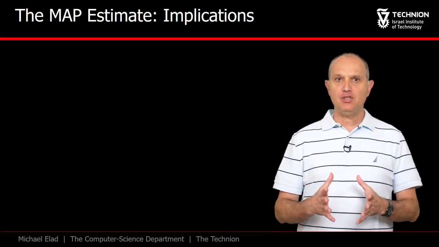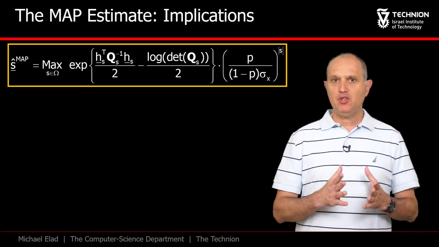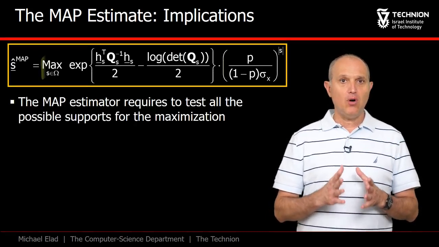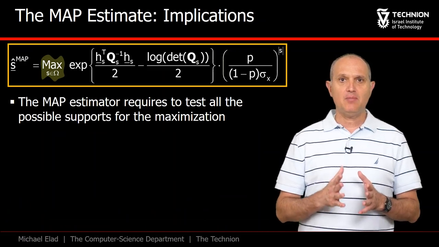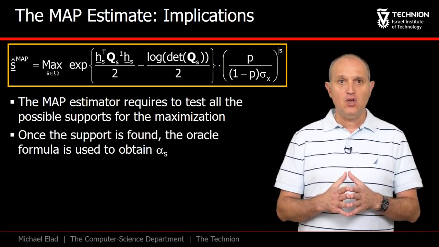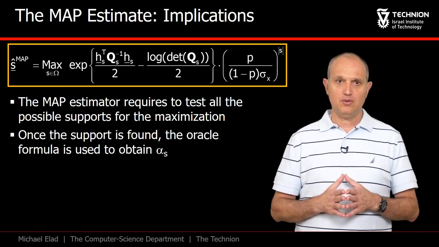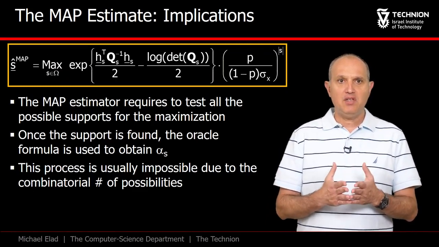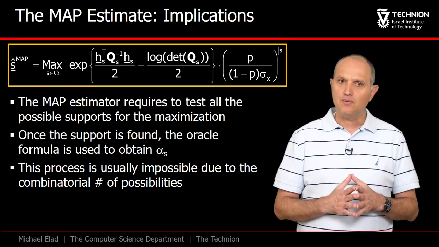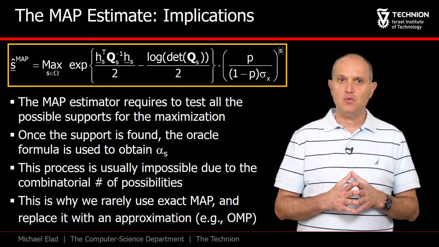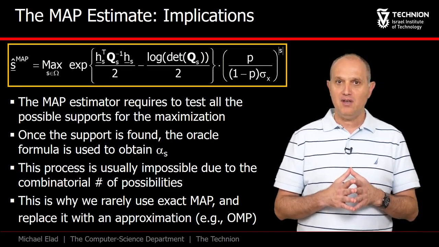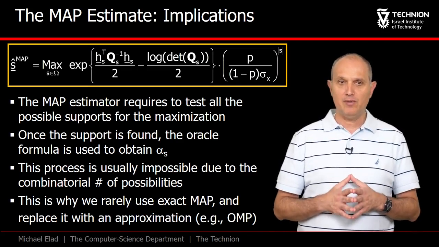Let's talk about the implications of the result we just got. The estimated support is the one maximizing this expression. So numerically, we should sweep through all the possible supports and search for the one that maximizes this function. Having found this support, the estimate of alpha itself should be the oracle over this found support. I'm sure you realize that evaluating this MAP is an impossible task due to the exponential number of possible supports. So what do we do? We turn to approximations, as we will discuss later. I'm sure you don't see it now, but I'll mention it anyhow. OMP is a way to approximate the solution of the above problem.